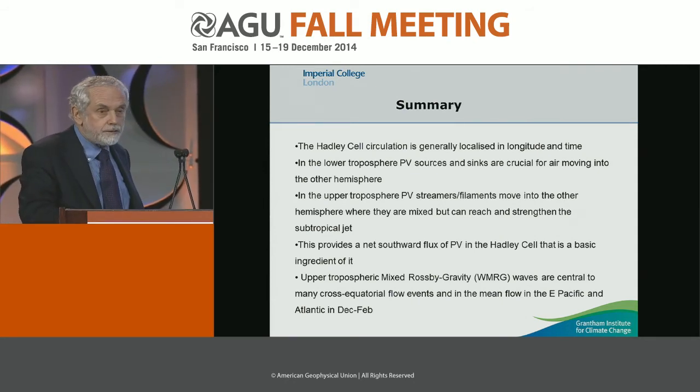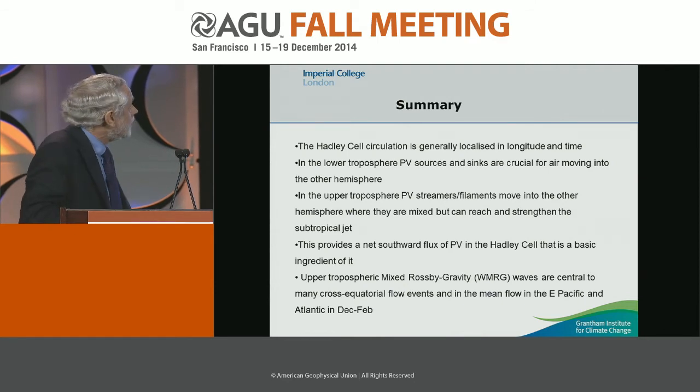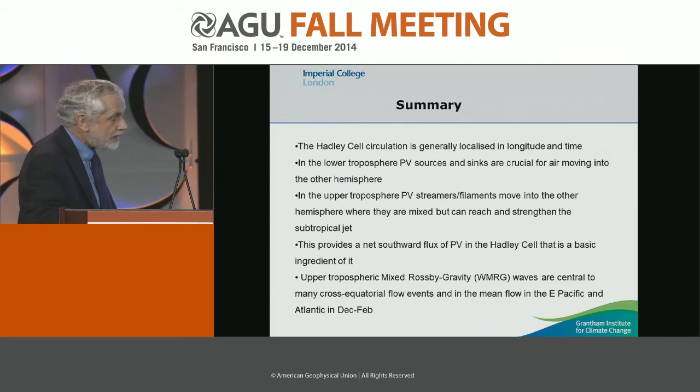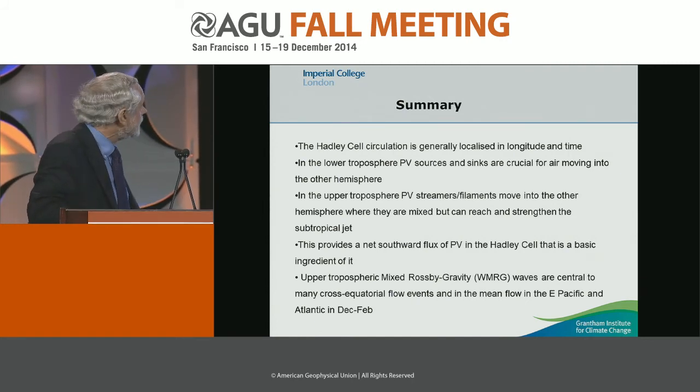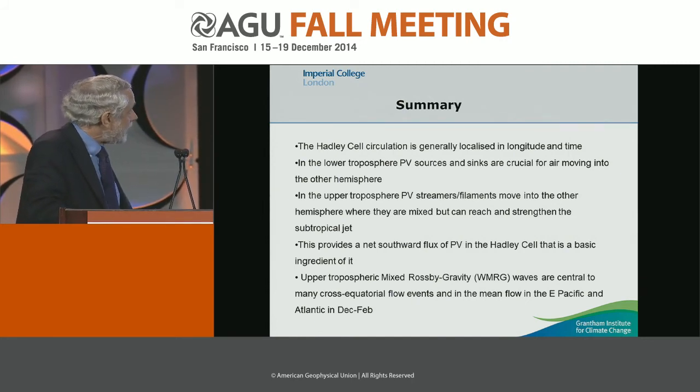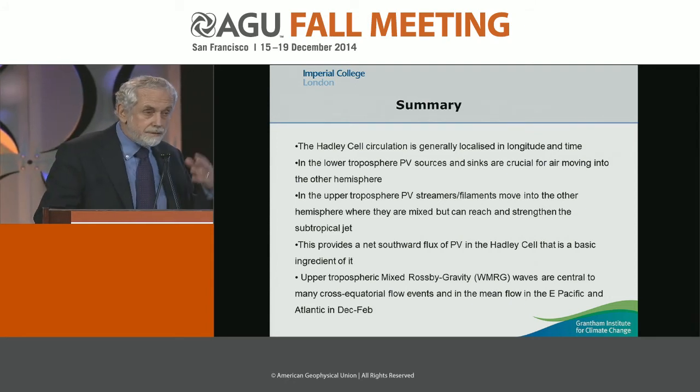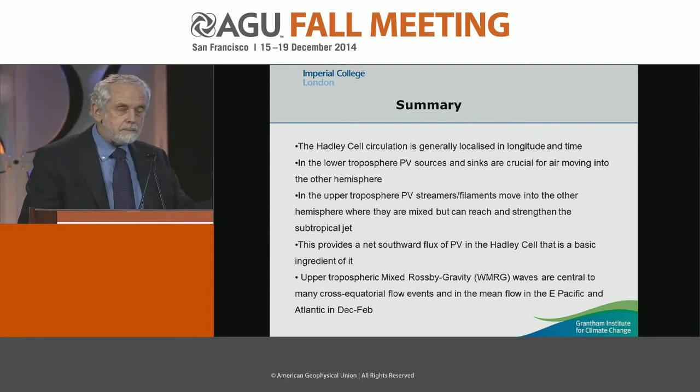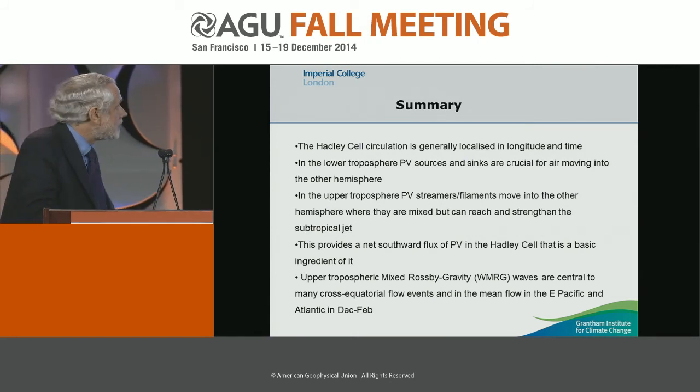In the upper troposphere, you don't have the topography to help, and you then have to use these streamers and filaments moving to the other hemisphere where they mix, and they can strengthen the subtropical jet, and they provide a southward flux of PV. They provide that damping, if you like. As they mix in, they tell you just how strong that subtropical jet is going to be. The extent of that mixing is crucial.